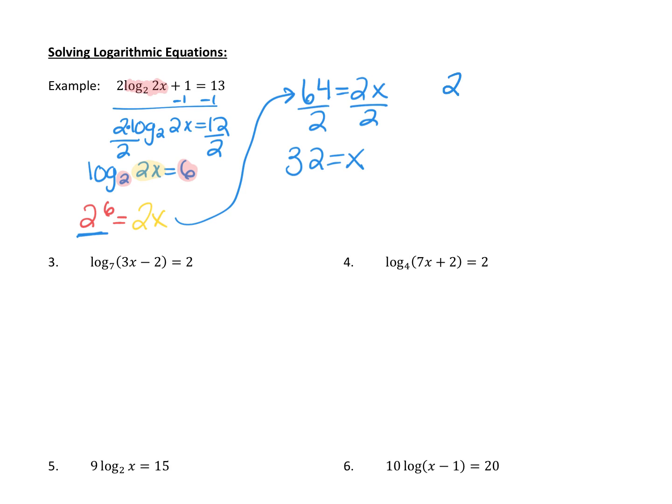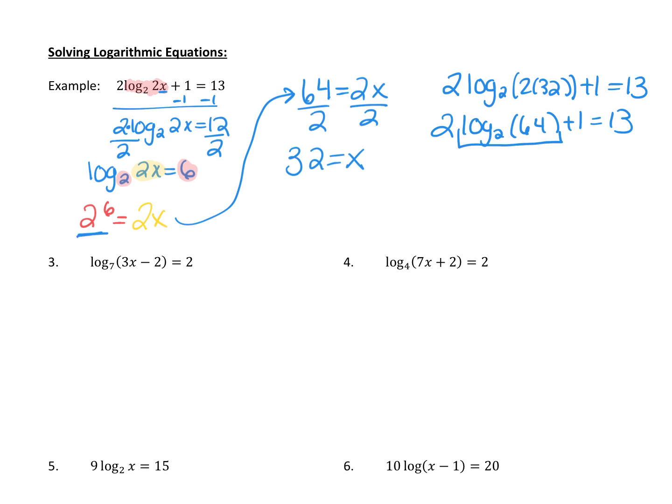Now to check this, I'm going to do 2 times the log base 2 of 2 times 32. I apologize, it's 2 times x here. So 2 times 32 plus 1, and that should equal 13. So 2 times the log base 2 of 64 plus 1 should equal 13. Well, log base 2 of 64 is 6, so 2 times 6 plus 1 would equal 13.